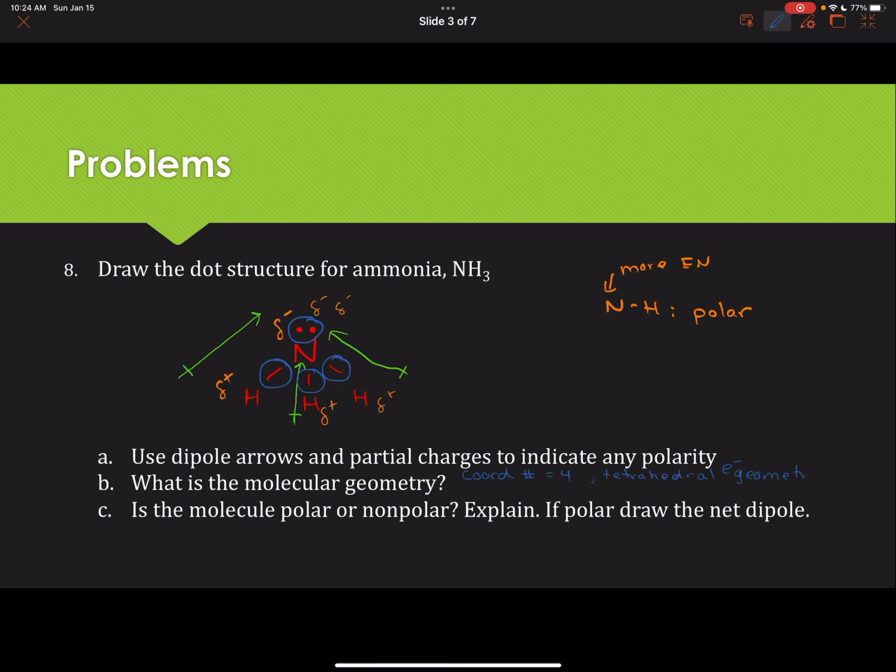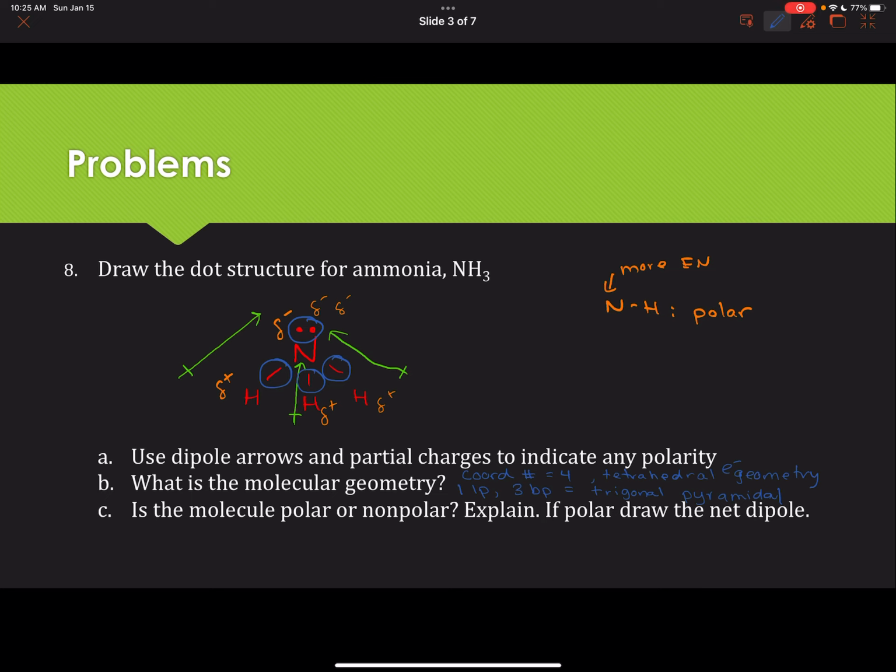So that depends on whether or not we've got lone pairs or bonding pairs. I have 1 lone pair and I have 3 bonding pairs. That corresponds to our trigonal pyramidal geometry. Notice when I drew my dot structure, I drew it in that trigonal pyramidal geometry with the electron pair on top and my hydrogens at the base of my pyramid.